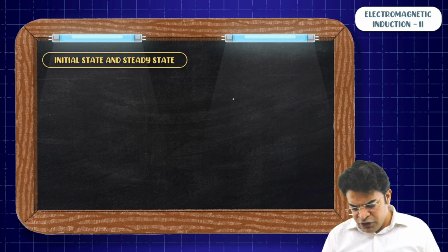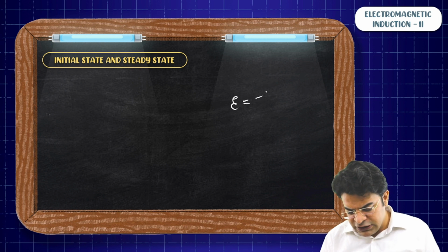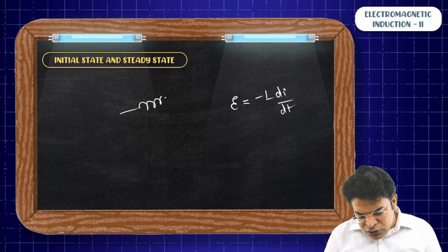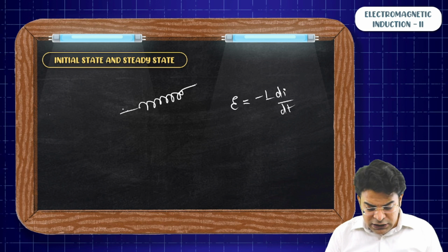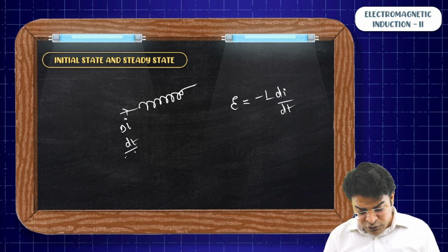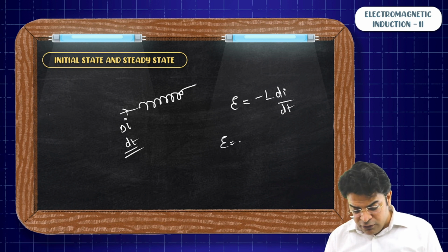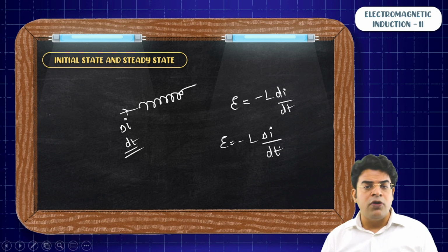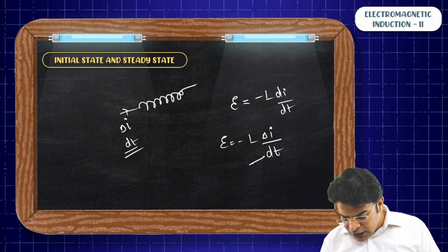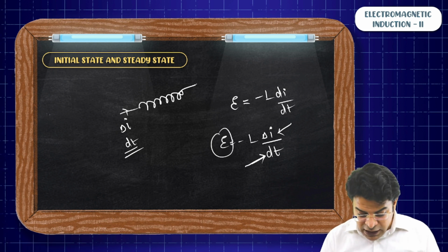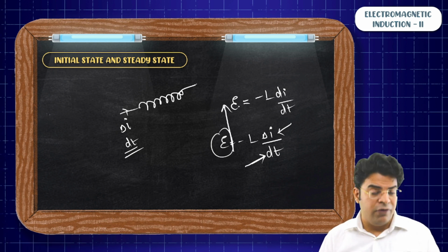Why? We know that the EMF across the inductor is given by minus L di by dt. If somebody says that for the current flowing through the inductor there is a finite change in current in an infinitely small frame of time, then the EMF will be equal to minus L into that finite change in current upon an infinitely small frame of time. The denominator is infinitely small while the numerator is finite, so you will get an infinitely large EMF.